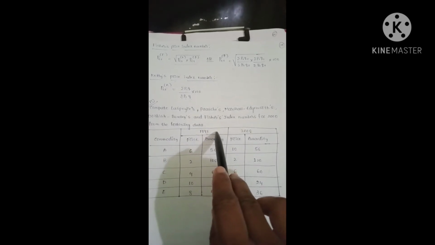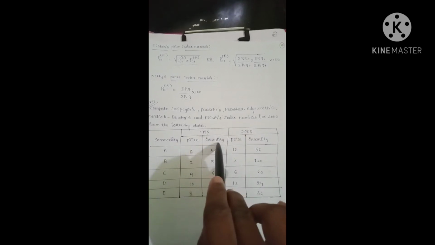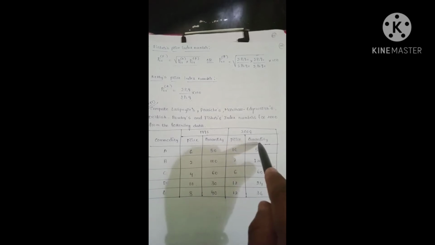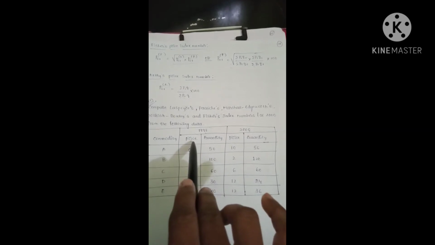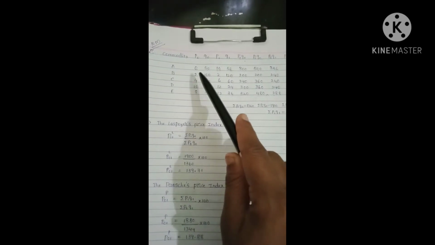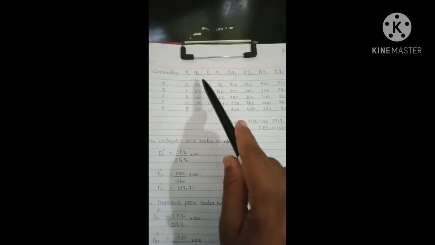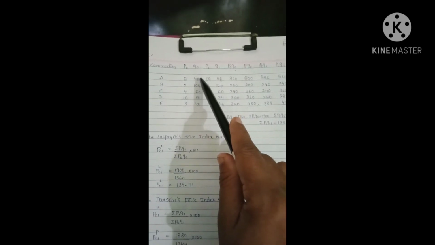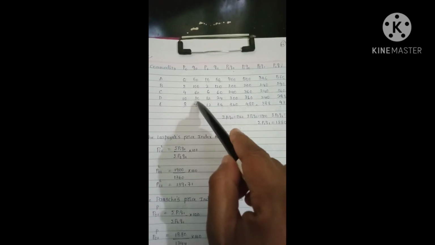So for the base year we take P0 and Q0, and for the current year we take P1 and Q1. Why P1, Q1? Because it is the current year. The base year values are P0 and Q0. What are the P0 values? The P0 values are 6, 2, 4, 10, 8. Next, quantity in 1995 is defined as Q0: 50, 100, 60, 30, 40.